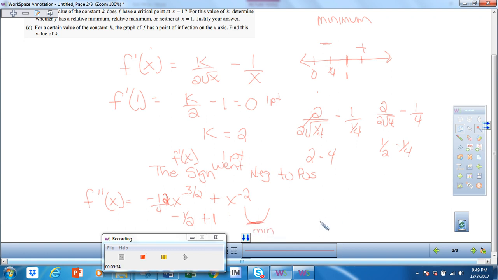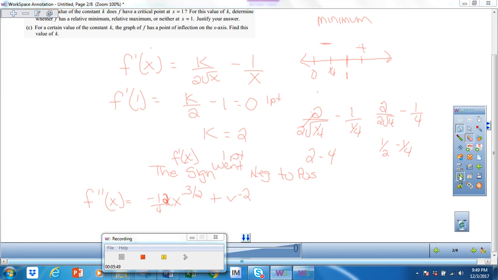If the second derivative had been negative, then it would have been concave down, and then it would have been a max. Okay? So you could have also used the second derivative test here because the second derivative was already given. You had already found it. So it would have been a little easier to use that.